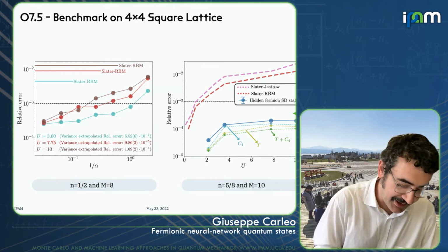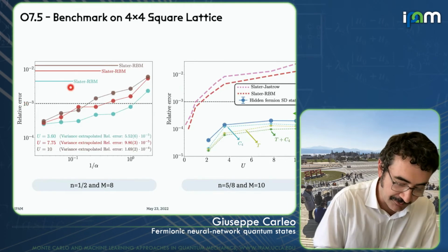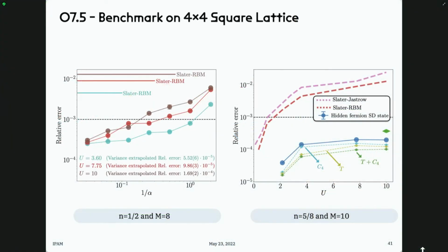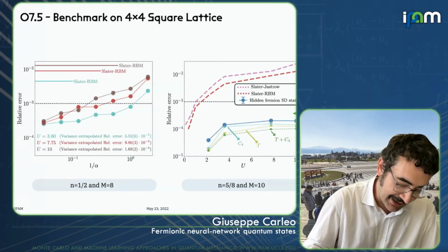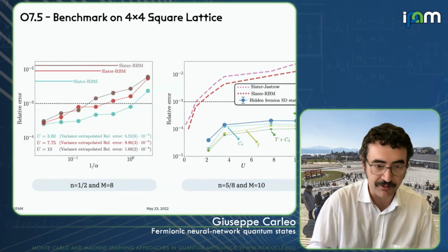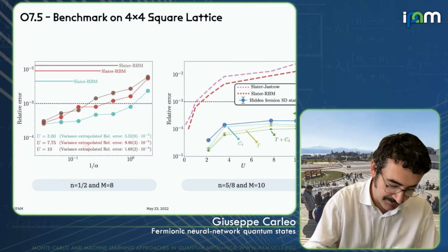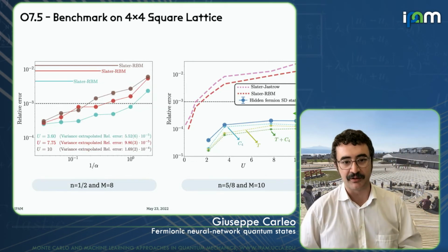And so what you can see here is the relative error on the energy compared to some more standard Slater-RBM wave functions for different values of U. Don't ask me why we have 7.75 or 3.60, but that's what we have. You can see that by increasing the number of parameters in this mapping, you can systematically, up to a point, reduce the error on the energy. And by increasing further the number of hidden fermions, you can also, in principle at least, reduce this error even further.